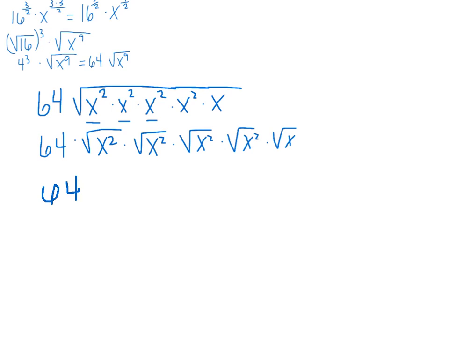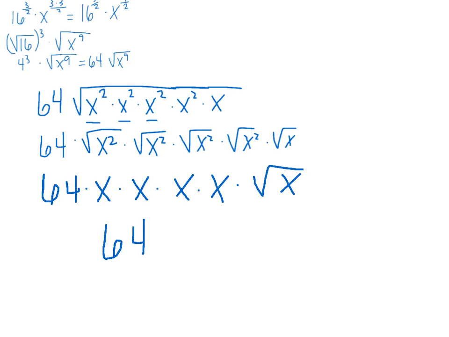So I've got 64. The square root of x squared is a plain x, so I've got 4 x's to the first power, and then I've got the square root of x that can't be simplified away. So my final answer here is 64x to the 4th times the square root of x.